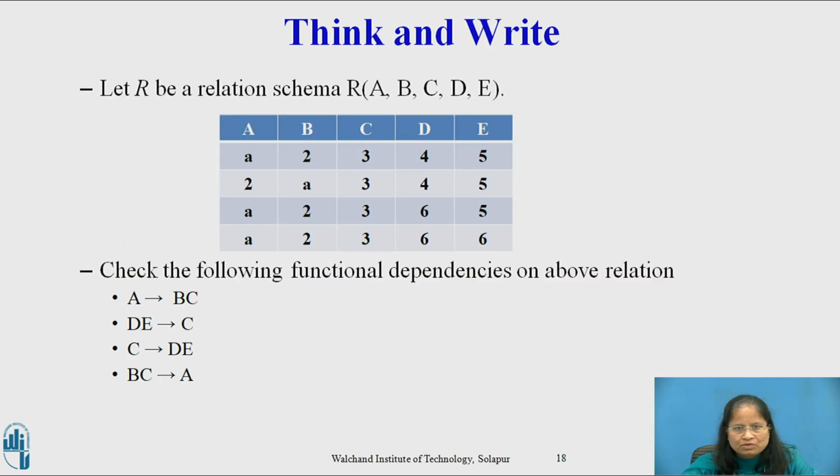Now pause this video and reflect on this question for a minute or two and write your response. Once you have written the answer to this question, you can restart playing this video. Let R be a relation schema with the attributes A, B, C, D and E. Now check the following functional dependencies on the above relation.